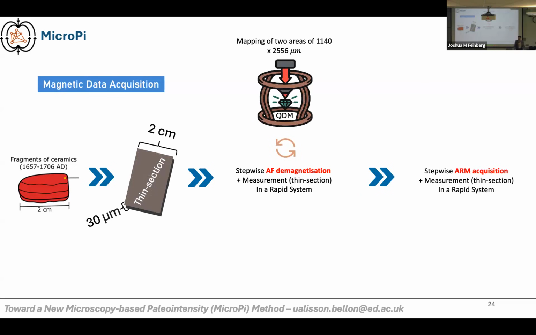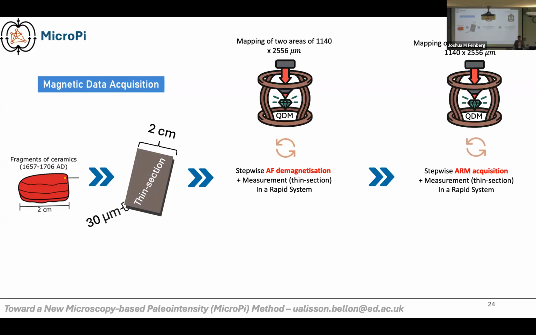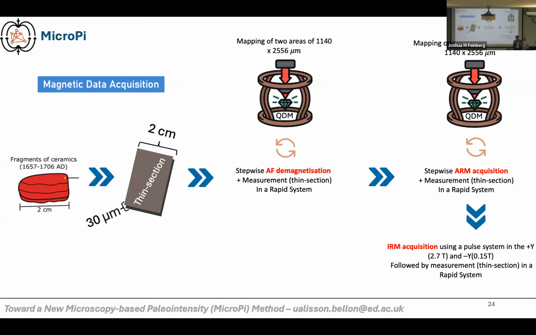Then we do the same thing with ARM acquisition. So you acquire the ARM in the same steps, reading the magnetization in both the RAPID system and the QDM in 2 areas. We just picked 2 areas because of time. We didn't have enough time in the QDM, so we could only do 2 areas. And then, I'm going to explain this later, we do an IRM acquisition. So we apply a pulse of 2.7 Tesla in one direction and 0.1 Tesla in the opposite direction. The idea behind this is to do a coercivity filter for the anomalies that we are observing. And then, of course, we measure it.